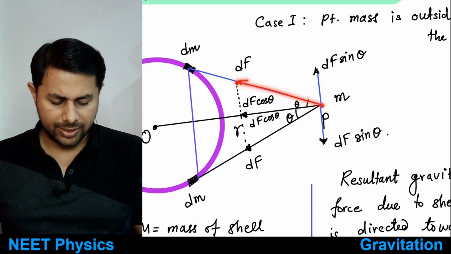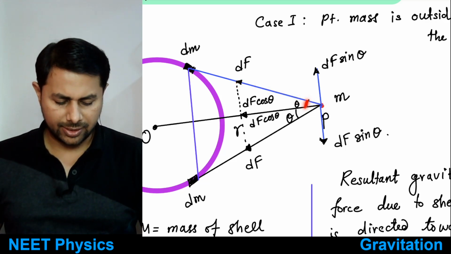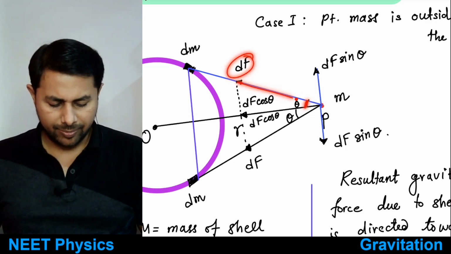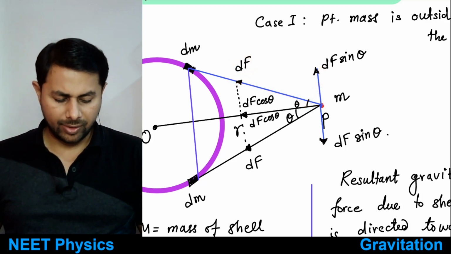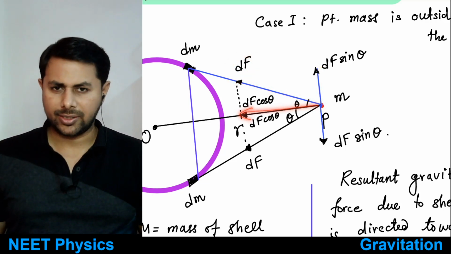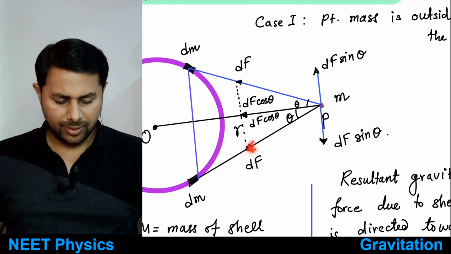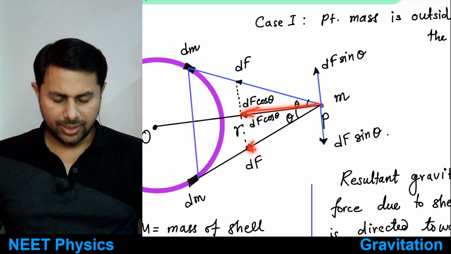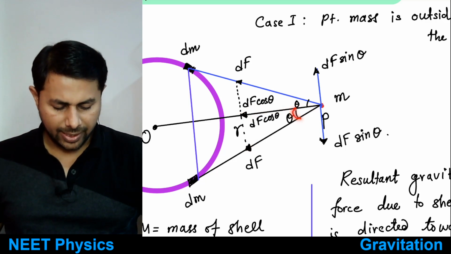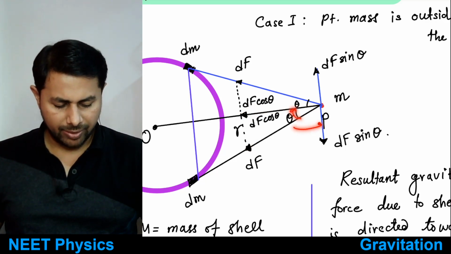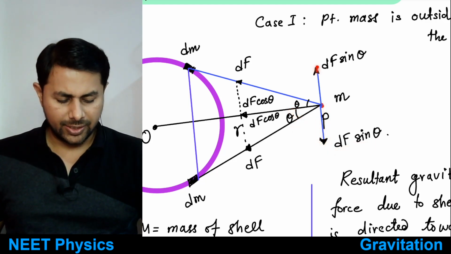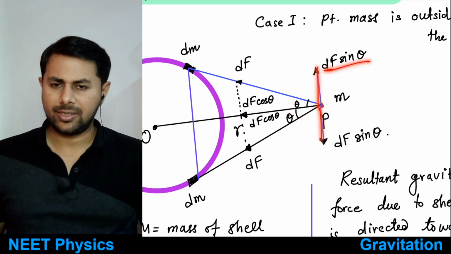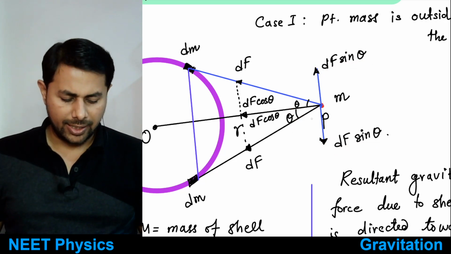So if you resolve it along two components, suppose this angle is theta, and this force is dF, then this component would be dF sin theta, and this component would be dF cos theta. Similarly for this one, the component through the angle is the cos component and the component away from the angle is the sine component, so this one is dF sin theta. So you can see that dF sin theta and dF sin theta get cancelled out.